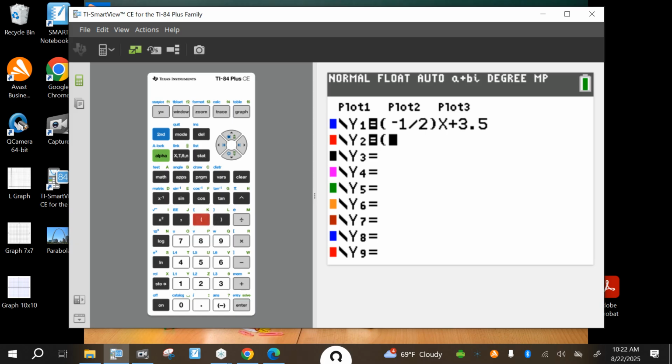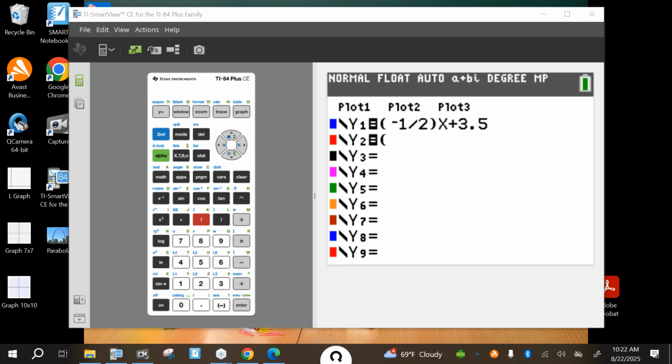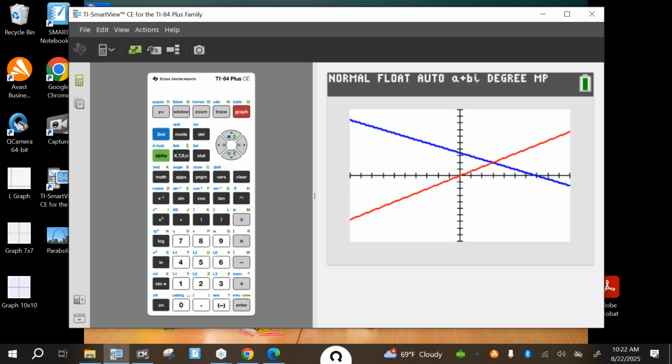And the second one was 2/3 x. And again, you can put the plus 0, or if you leave the plus 0 off, that's fine. It'll work the same way. So once you have your two equations typed in, go ahead and hit graph, and you'll see your two lines graphed. Does everybody see the same picture? If not, let me know.